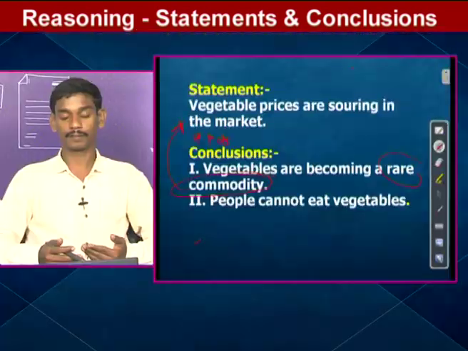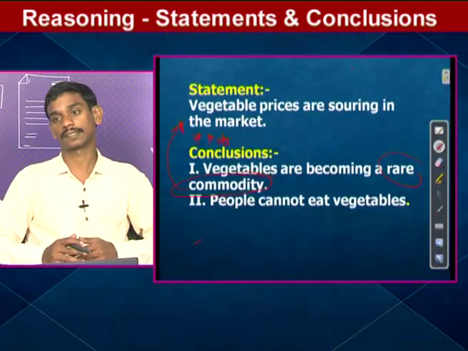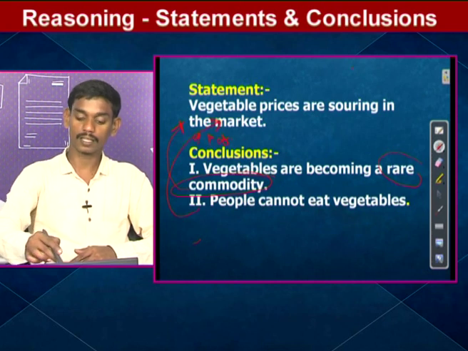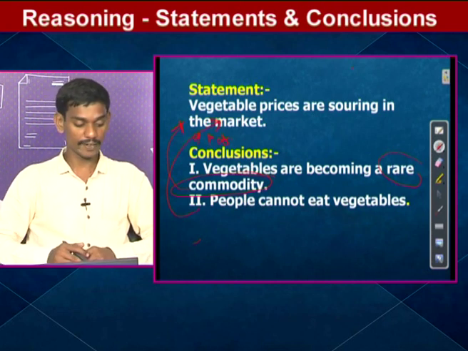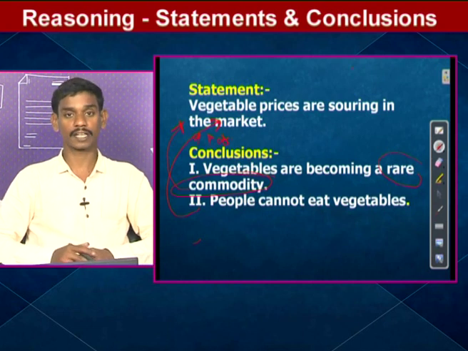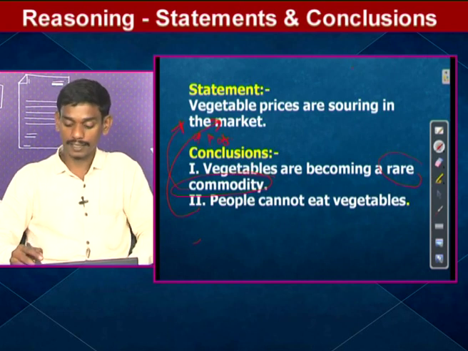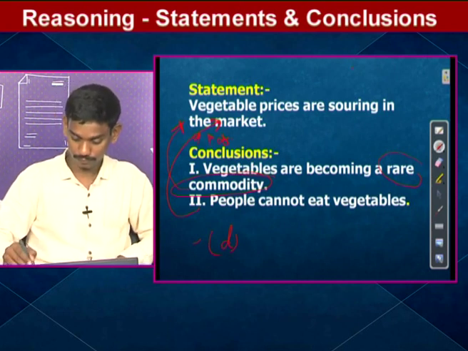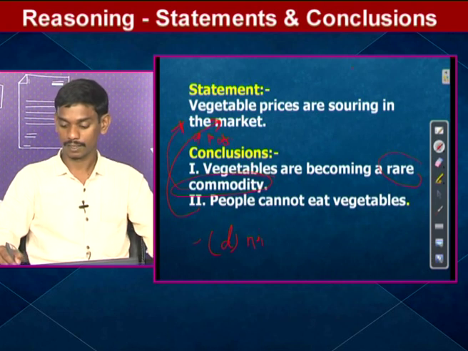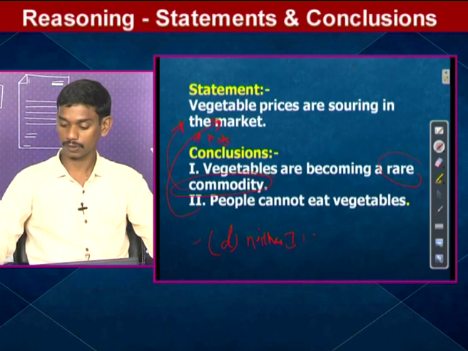And people cannot eat vegetables. This is also not implied by the given statement. Why? Because today the prices of vegetables are increasing, so whether people can eat or cannot eat is also not implied here. So 1 does not follow, and the second one also does not follow. So both do not follow, which means the option is D. Neither 1 nor 2 follows.